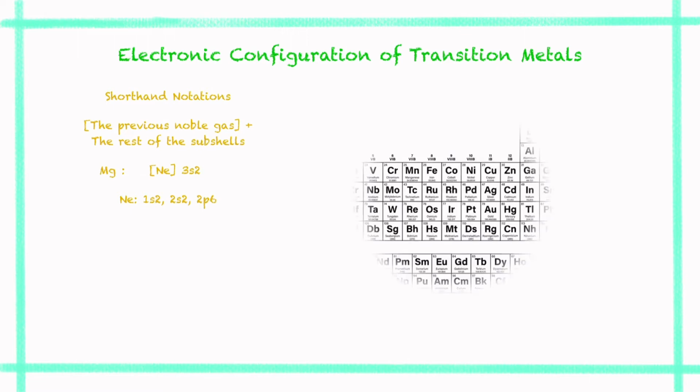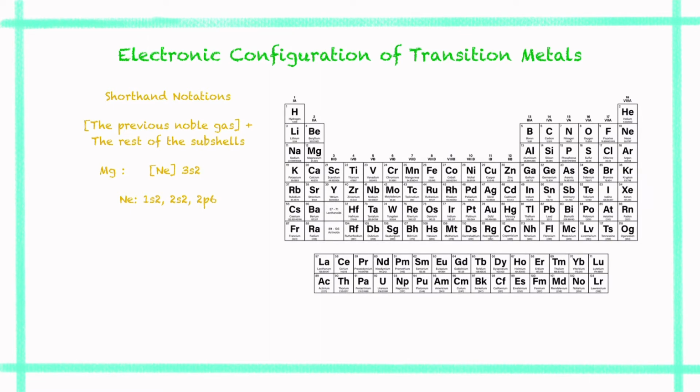Let's go back to transition metals. We have learned that the first two groups represent the S shell and the last 6 groups represent the P shell. In this video, we will learn about the D shell elements, which is in the middle. Let's attempt to write the shorthand notation of transition metals. Using iron as an example, we first find and write its previous noble gas in brackets. In this case it is argon.